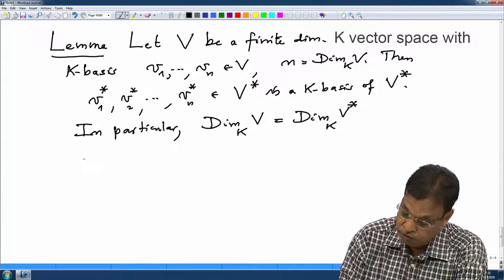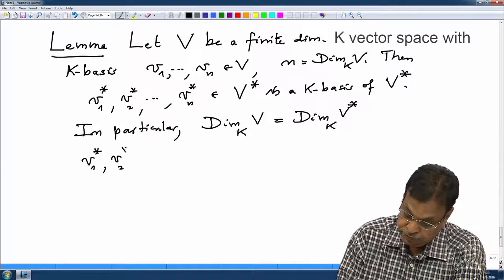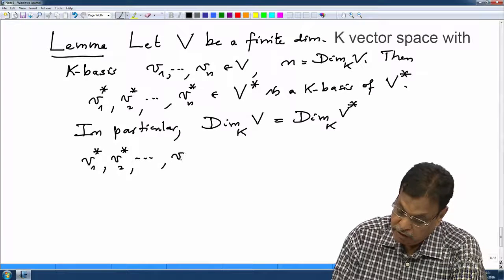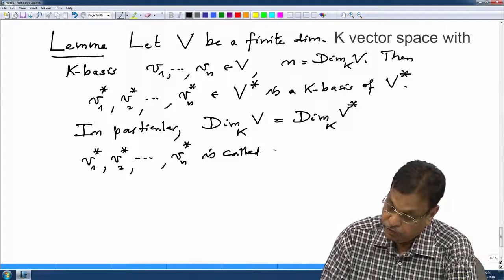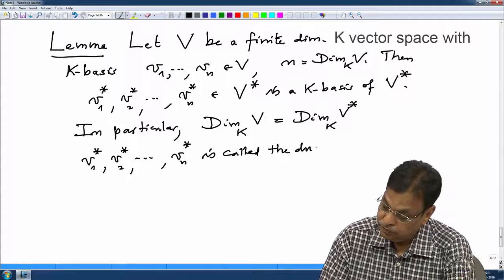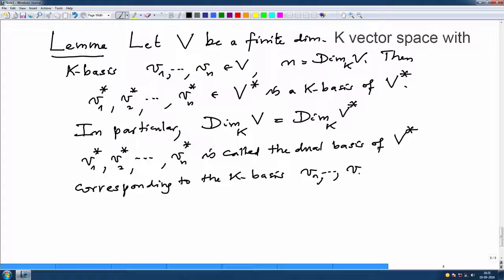And these bases V1 star, V2 star, Vn star, this is called the dual basis of V star corresponding to the K basis V1 to Vn of V.